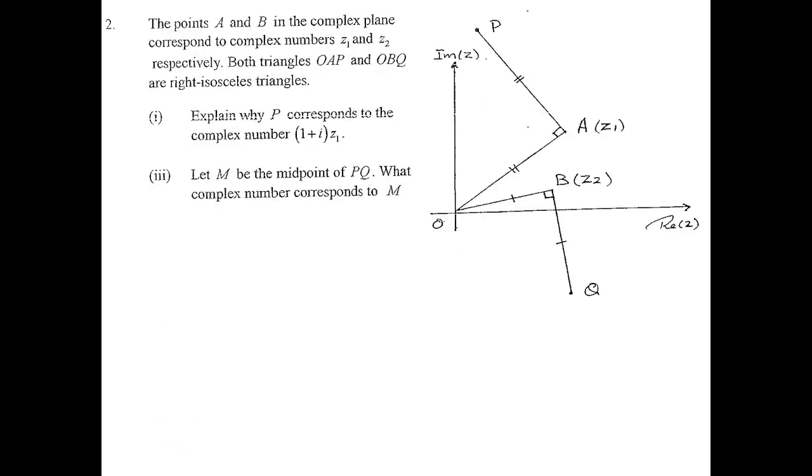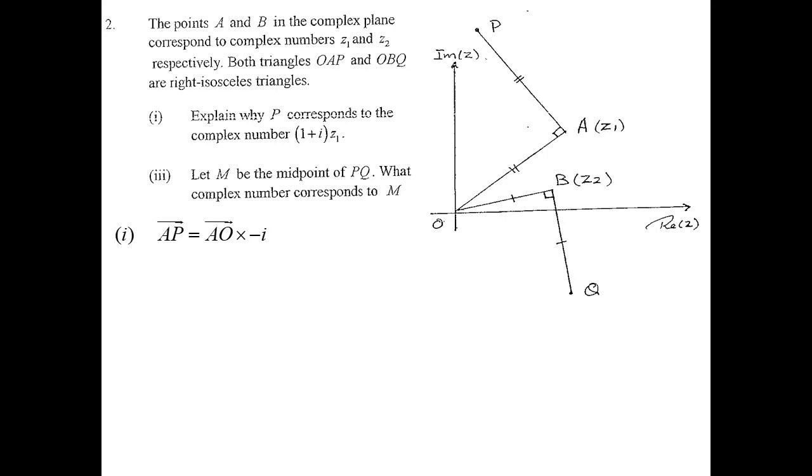Right. A and B in our complex plane correspond to Z1 and Z2. We've got a couple of triangles here, and we're told they're right-angled isosceles triangles, although they haven't drawn in the hypotenuse, but fair enough. Part i, explain why P corresponds to the complex number 1 plus i Z1. I know you love these questions where it says explain. In fact, I just didn't bother explaining, I did the maths.